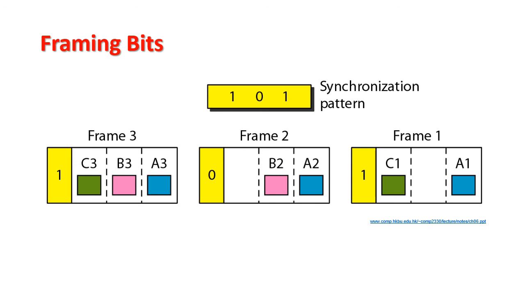So again, this is another example. We have our synchronization pattern 101. So a synchronization bit is sent in front of the frame. And that's it for multiplexing.